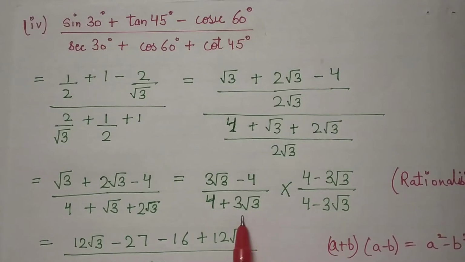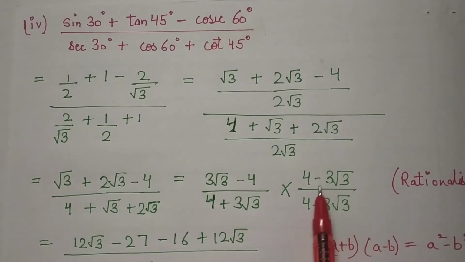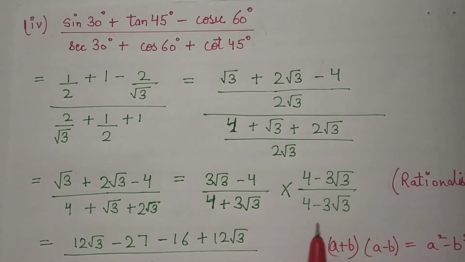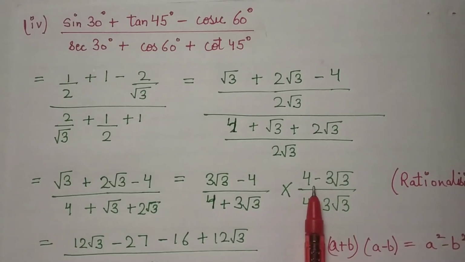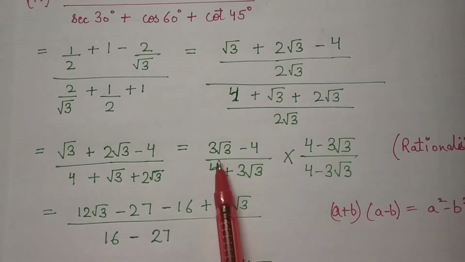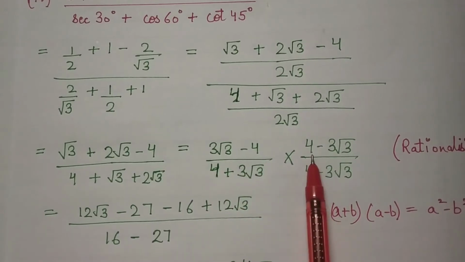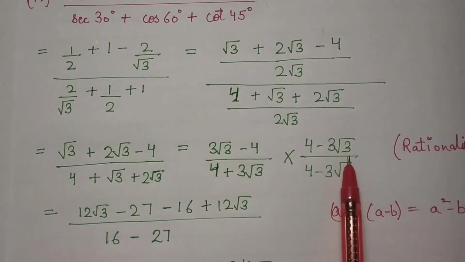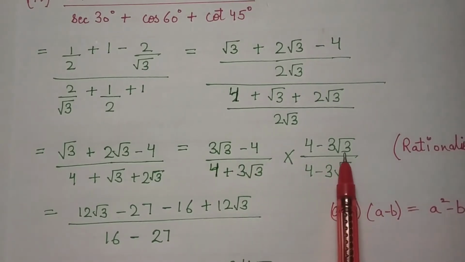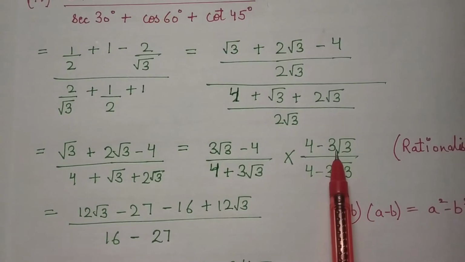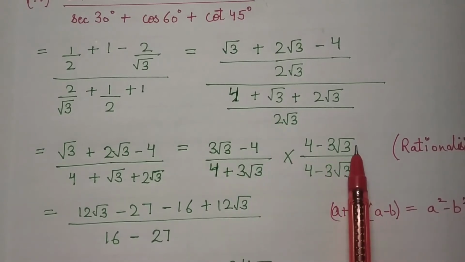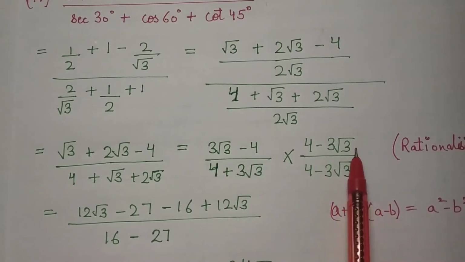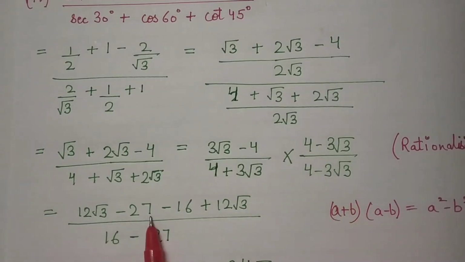Now to remove this root, I need to rationalize. Multiply and divide the numerator and denominator by 4 minus 3 root 3. Now multiplying these, firstly 3 root 3 multiply 4 is what? 12 root 3. 3 root 3 multiplying minus 3 root 3 is what? 3 multiply 3 is 9 and root 3 multiply root 3 is 3, and 9 into 3 is 27, and there is a minus sign, so minus 27.